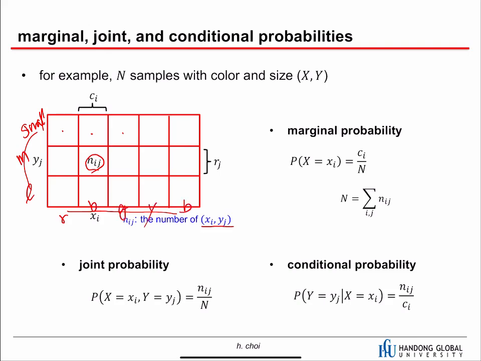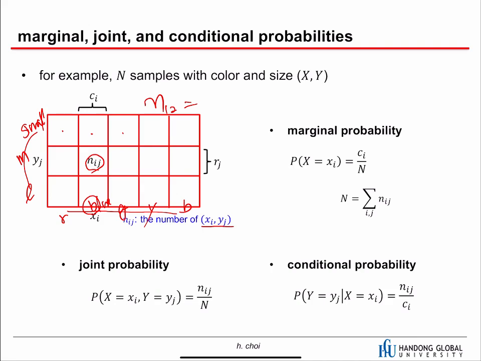Okay, so n sub 1 2 means the number of the samples with the blue color and medium size. Okay, and what are the marginal and joint and conditional probabilities?